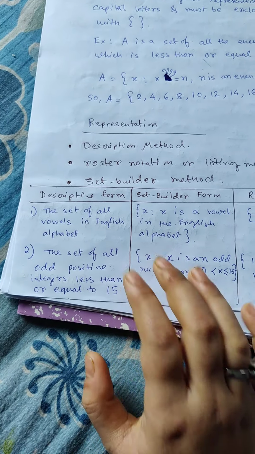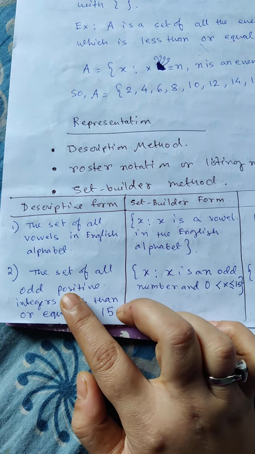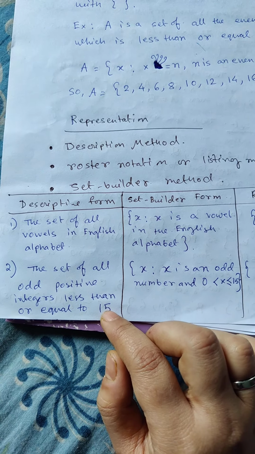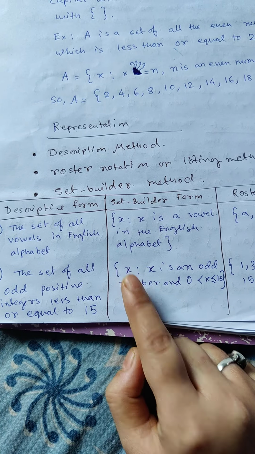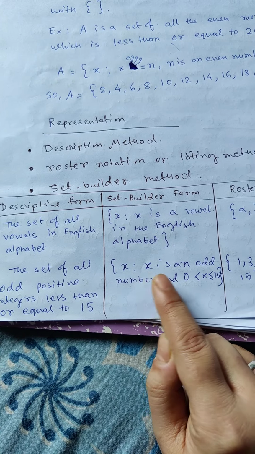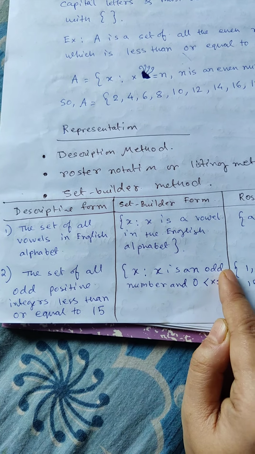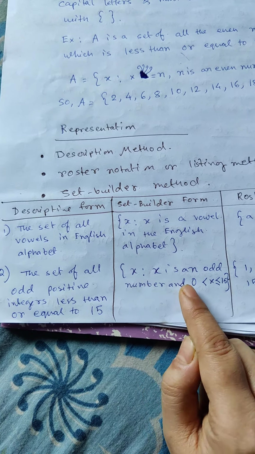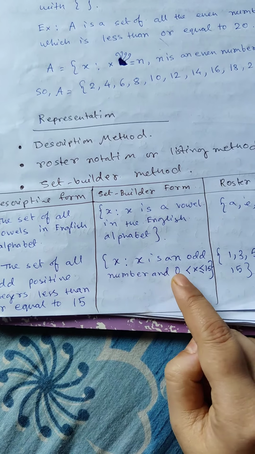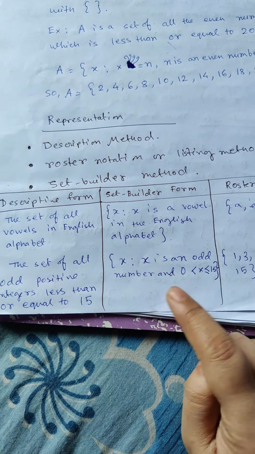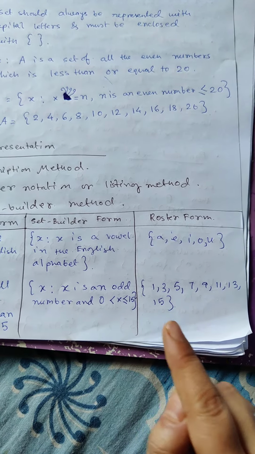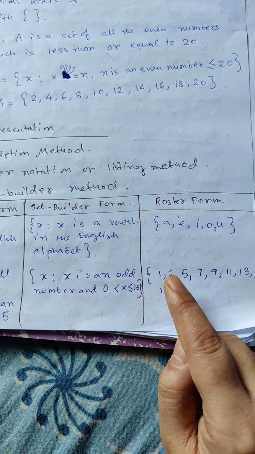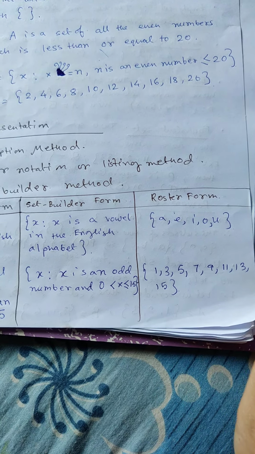Now the second example. The set of all the odd positive integers less than or equal to 15. This is the description. Now the set builder form: I have taken x as the variable and written it this way. x is an odd number and 0 < x ≤ 15, like this. We have put the limit here so that we can clearly define the set. Now from 0 to 15 we can write the odd numbers this way: 1, 3, 5, 7, 9, 11, 13, 15.